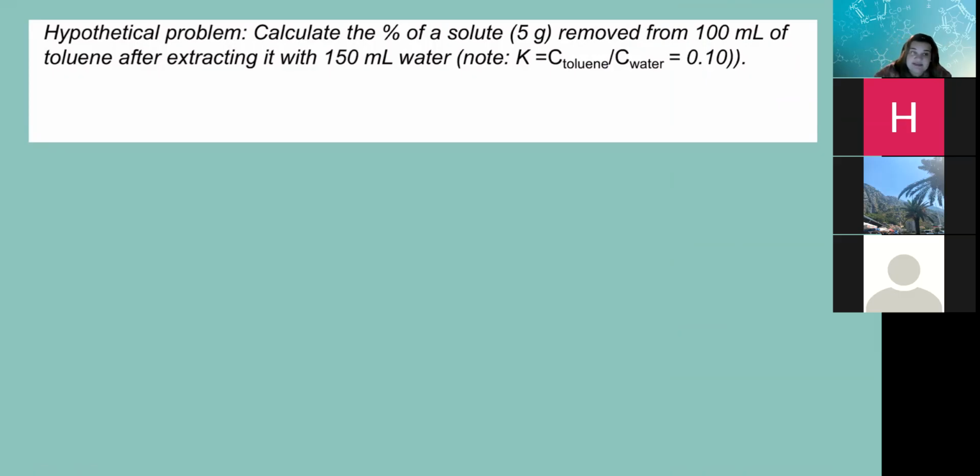All right. This one I'm going to set up as well, and then we'll go through it once you guys start giving me some answers, okay? So we get K is C_T over C_water. So we have 0.10 is equal to the concentration of toluene, which is X over 100, all over 5 minus X over 150.